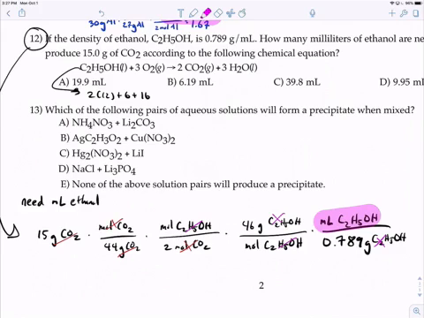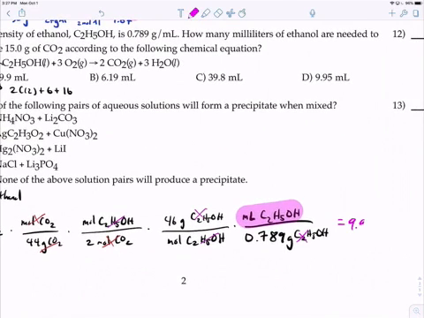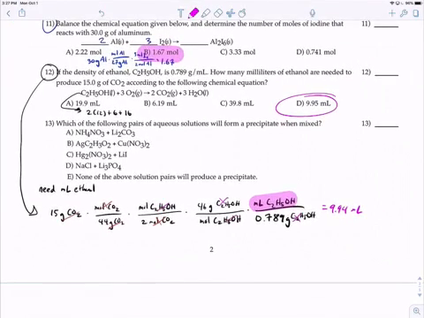So in this case, what you need is milliliters of ethanol. The answer is 15 divided by 44 divided by 2 times 46 divided by 0.789. 9.94. So this equals that one there. Questions with this one?